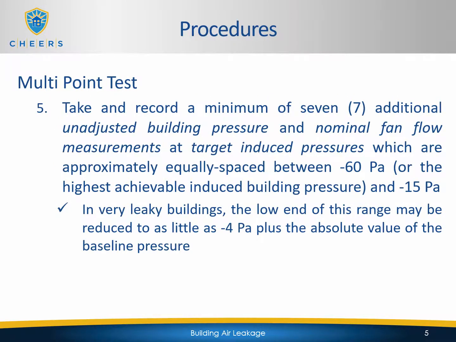You then are going to take and record a minimum of 7 additional unadjusted building pressure and nominal fan flow measurements at target induced pressures, which are approximately equally spaced between negative 60 pascals, or the highest achievable induced building pressure, and negative 14 pascals. In very leaky buildings, the low end of this range may be reduced to as little as negative 4 pascals plus the absolute value of the baseline pressure. So you're going to be taking 7 different readings. At least.